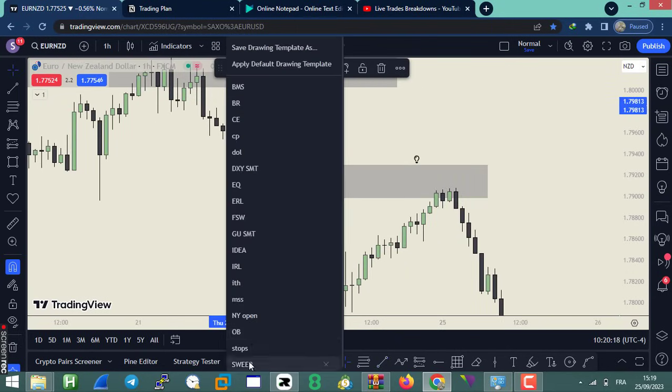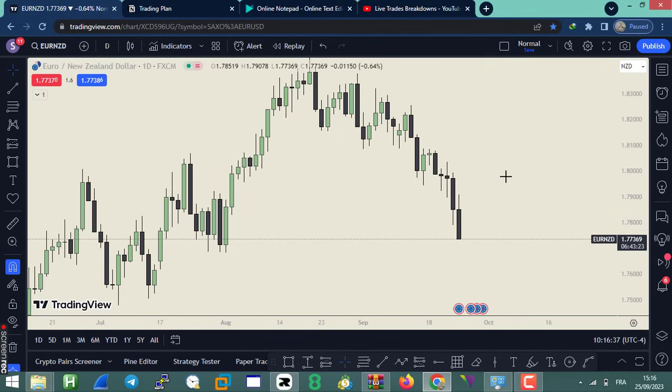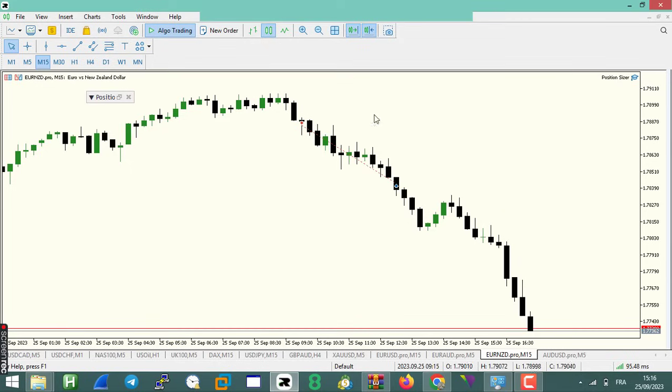And let's get started. So first things first, let's start with transparency. So here's the trade, entered here and exited here. I left all this move, but I don't care.